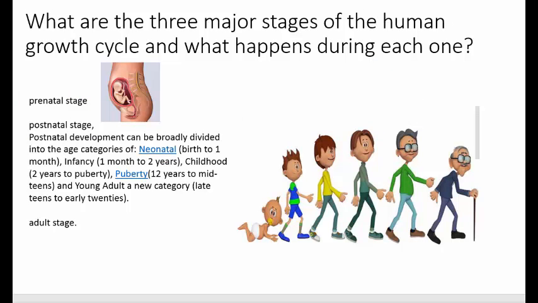Question: what are the three major stages of the human growth cycle, and what happens during each one? The three major stages of the human growth cycle are the prenatal, the postnatal, and the adult stage. The prenatal stage includes the 3 trimesters of pregnancy and concludes with the birth of the child. During this stage, which lasts approximately 9 months, the fetus grows in size and its cells differentiate to form all the organs and tissues of the body.